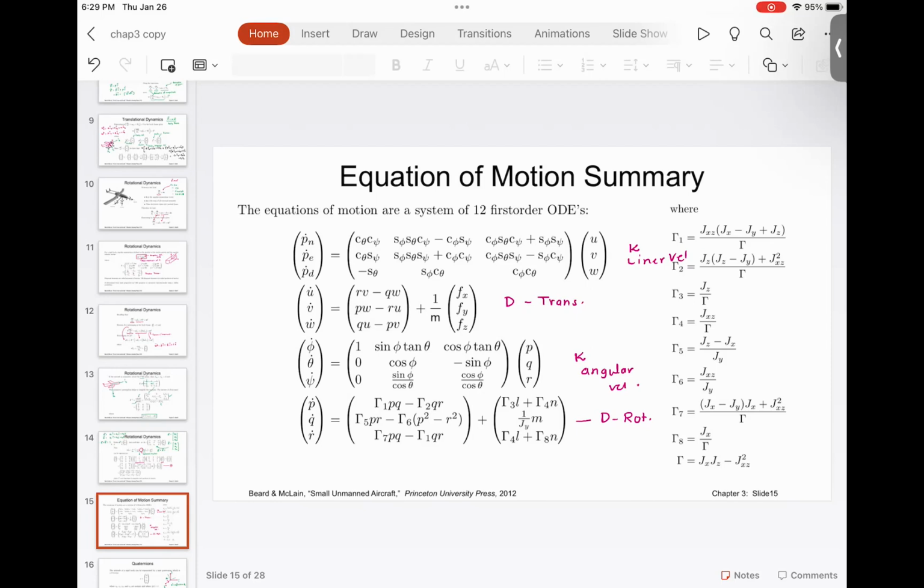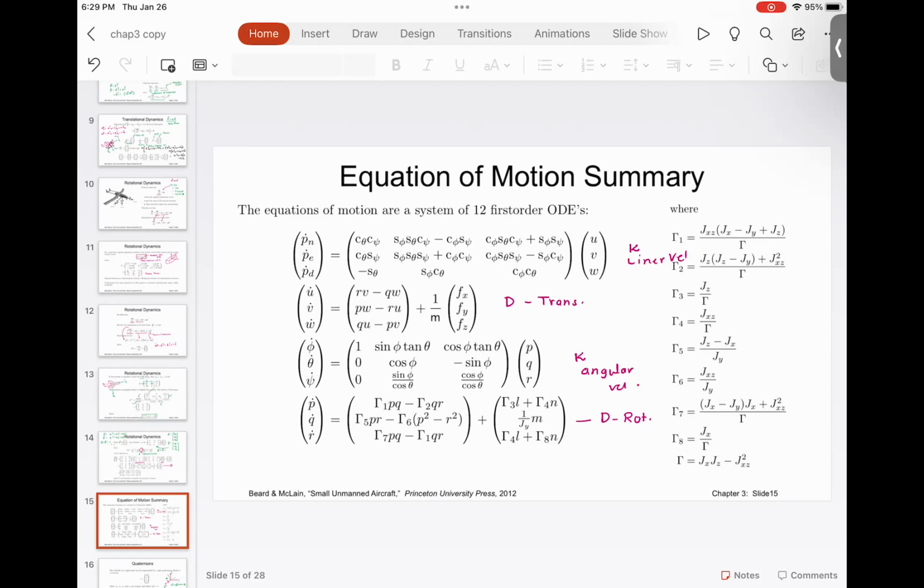Everyone understood this? And the basic purpose of the project or the assignment is to take these equations, program them inside MATLAB, and numerically simulate those equations. Once you numerically solve those equations, you are going to get solutions for Pn, Pe, Pd, U, V, W, phi, theta, psi, and P, Q, and R. Everyone understood this? And then feed those to the aircraft simulation model that you have created, and draw the aircraft.